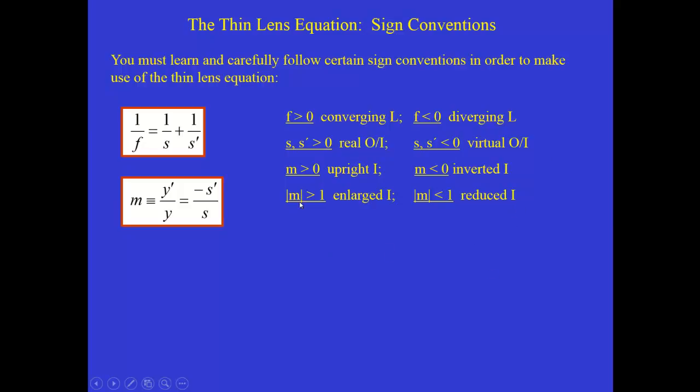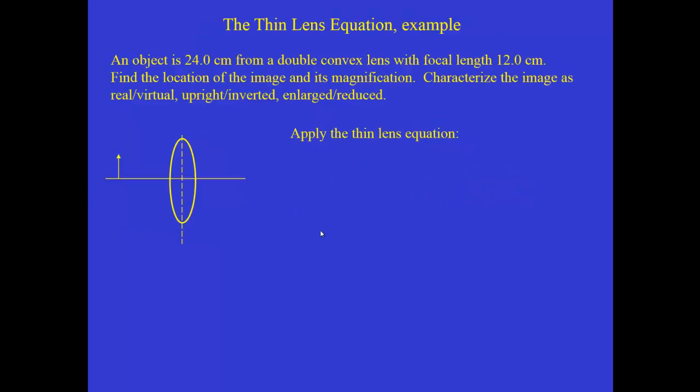And finally, the magnitude of M, although M could be positive or negative: if the magnitude is greater than 1, you have an enlarged image. If it's less than 1, you have a reduced image. So those things just have to be kept in mind when solving problems using the thin lens equation.